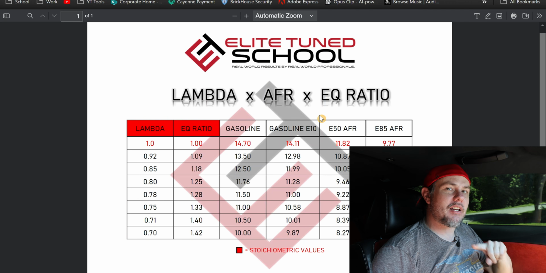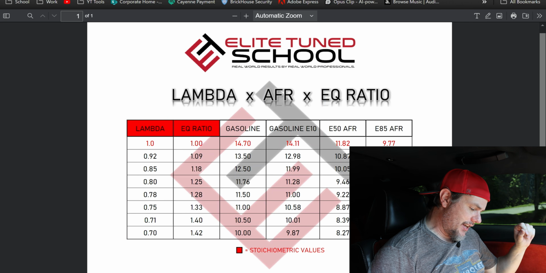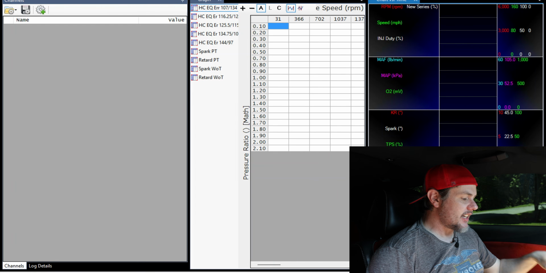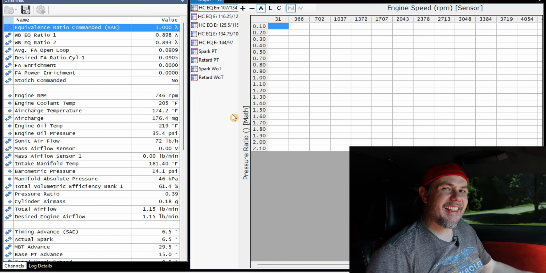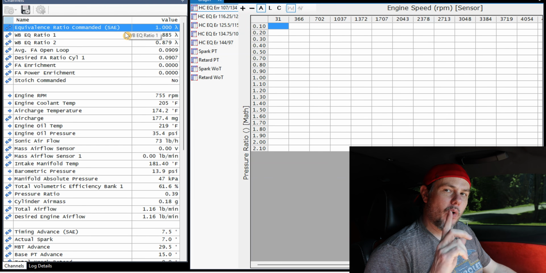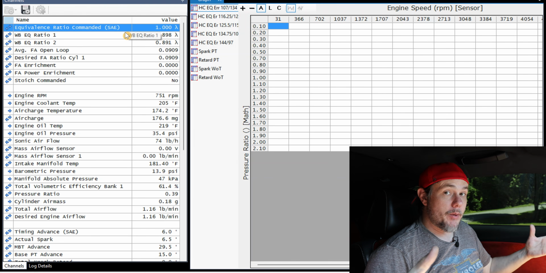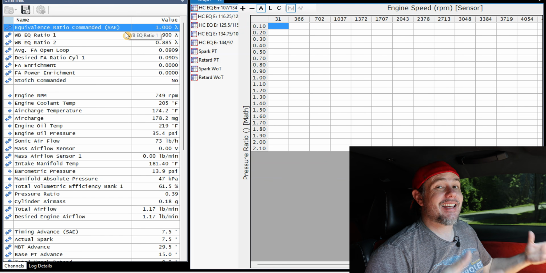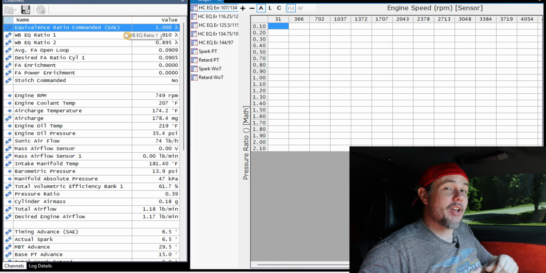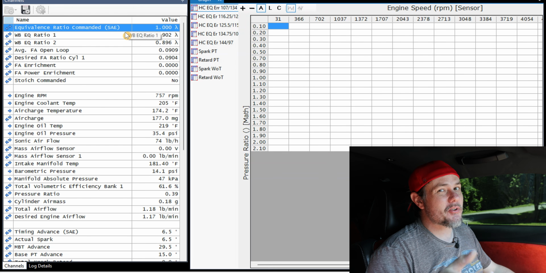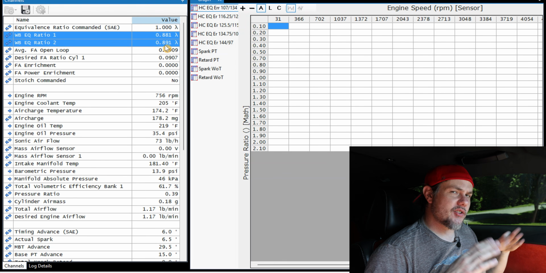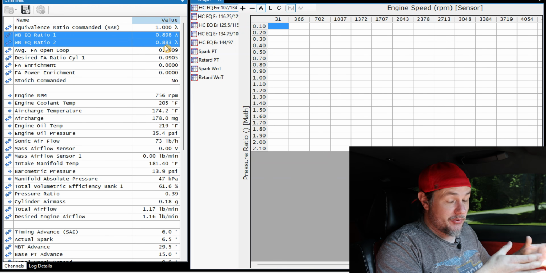But what does that mean for tuning? Well, if we go over into our scanner, let's get connected up here. What that means is right now our EQ ratio commanded is 1.0, and we would think that would be stoich. In this case, it is incorrect. We are not commanding stoich, we are commanding about 6% richer than stoich. And you can see the Hellcat's running rich anyway because it needs tuned.